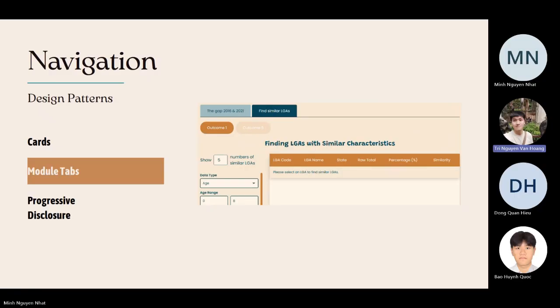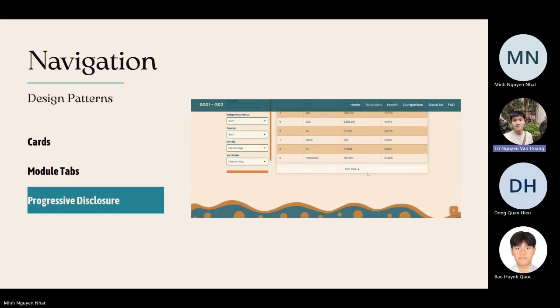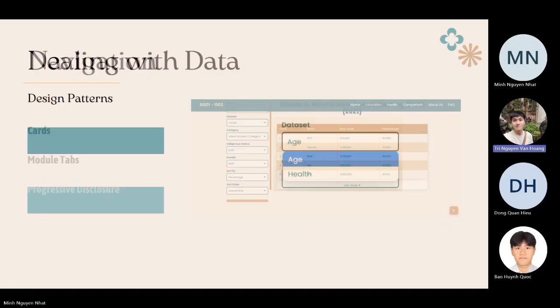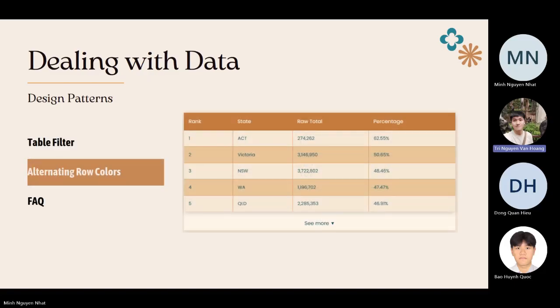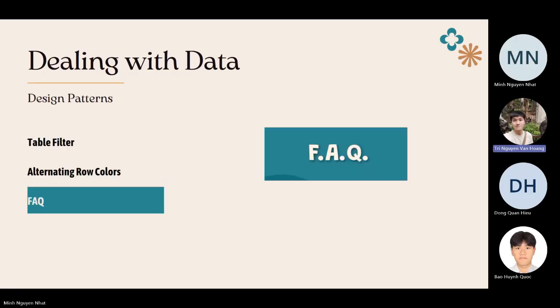Lastly, we have progressive disclosure. It's the design pattern that reveals additional information only when needed. As you can see, the see more or see less button. All right, so let's move on to the last thing, the data design patterns. Firstly, we have the table filters, which allow users to quickly narrow down visible data. Next, we have alternating row colors, also known as zebra striping, which help with readability of the table. Lastly, we have the detailed FAQ, which ensures ongoing guidance for users at all levels.